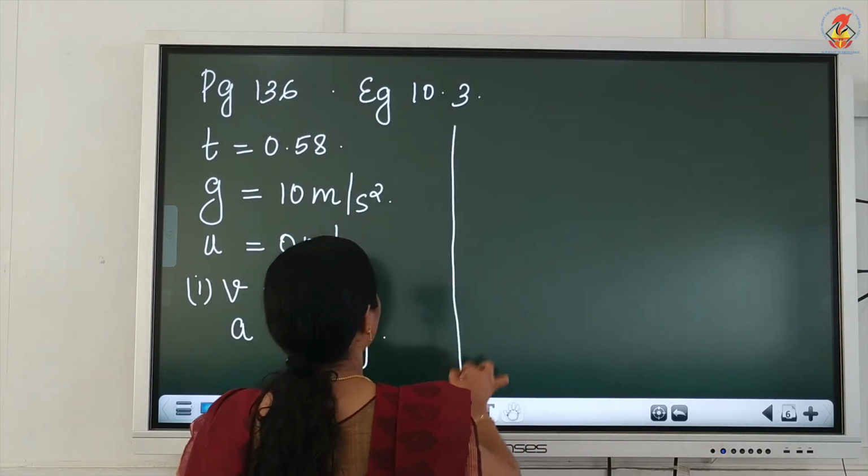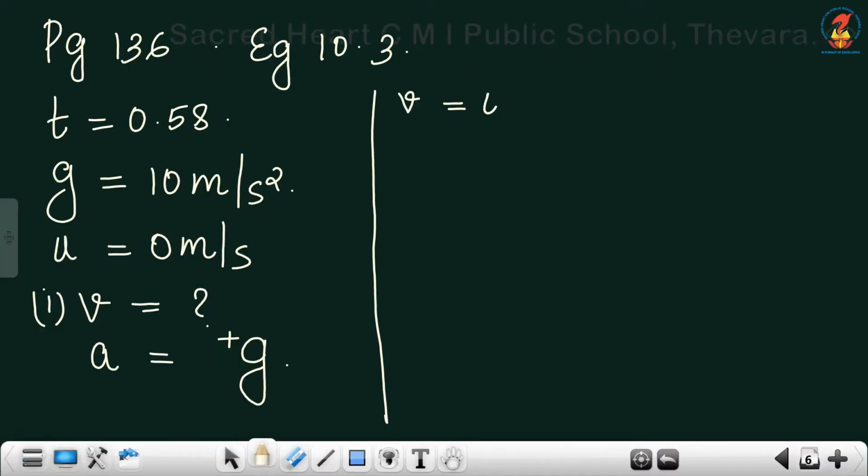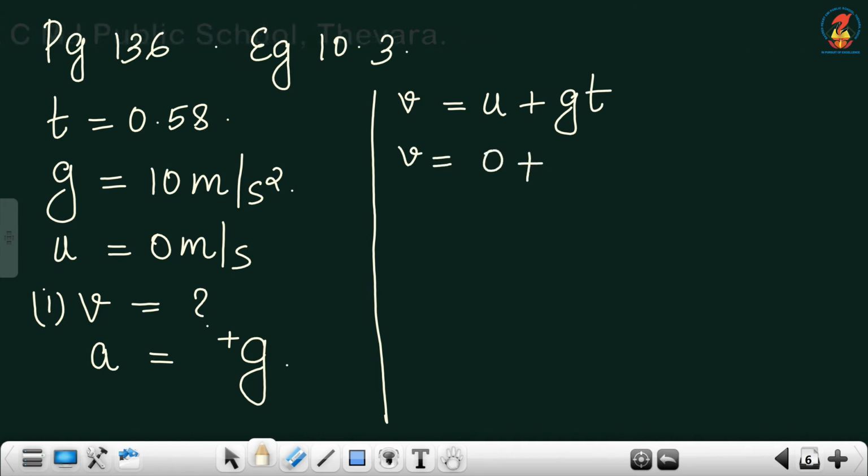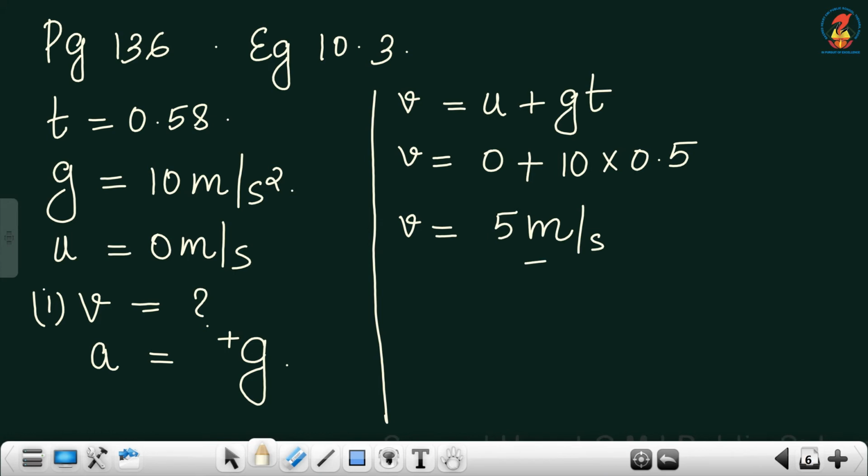So, let us substitute the values. We need to find v. The equation is v is equal to u plus gt. That is, v is equal to u, which is 0, plus g, which is given as 10 meter per second square, and g will have a positive value since the body is descending down, and t is 0.5. So, on simplifying, you will get the answer as v is equal to 5 meter per second.